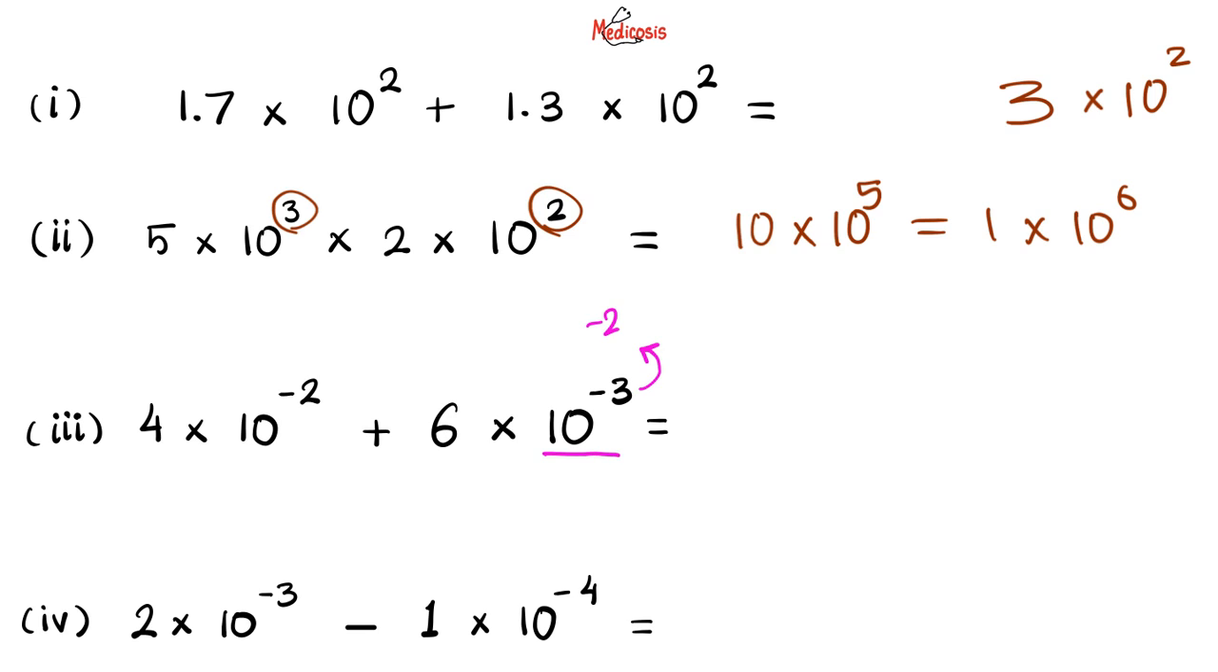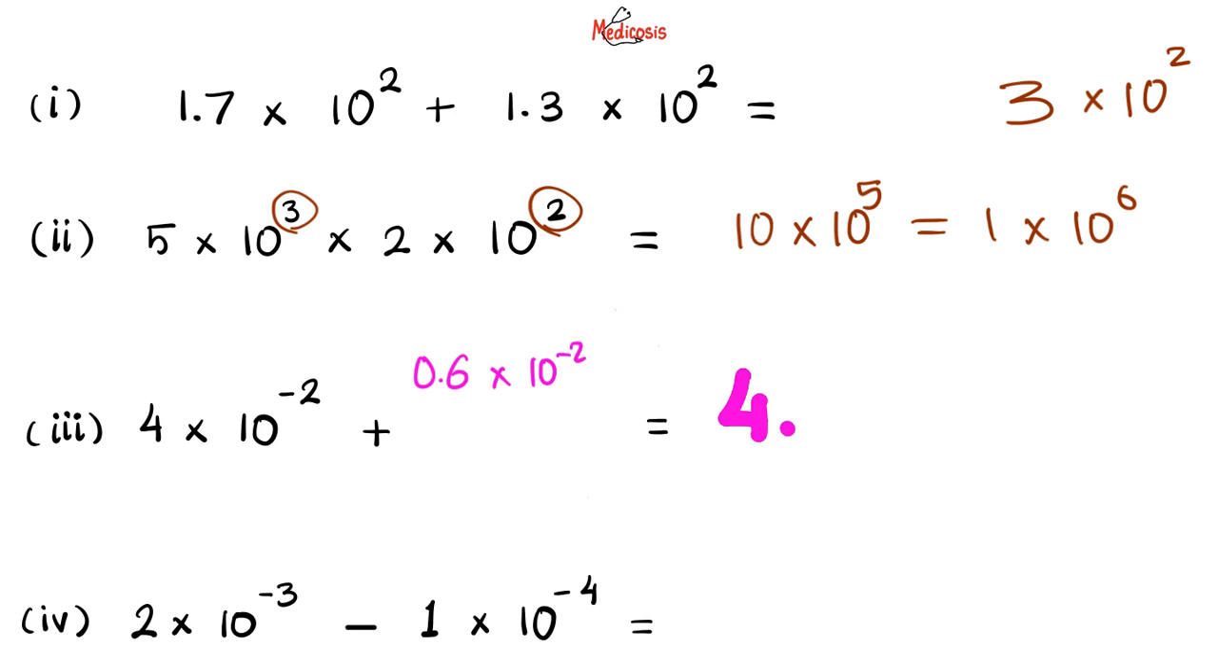It means that this part was multiplied by 10. To make up for it, I need to divide this by 10. So this can become 0.6 multiplied by 10 power negative 2. Same base and exponent here and here. You simply add these two. 4 plus 0.6 equals 4.6 multiplied by the same base and the same exponent, which is the same as 0.046. How about the last one?